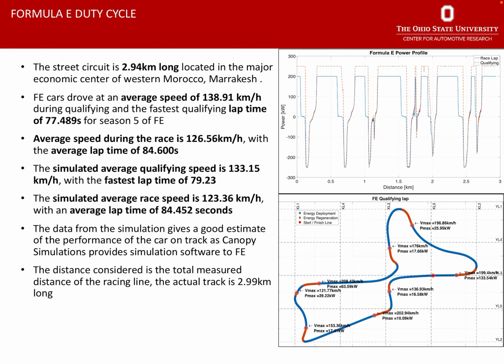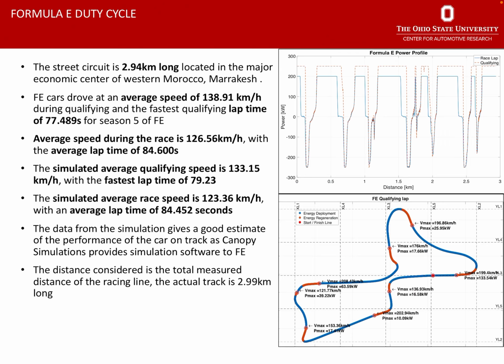The track is 2.94 kilometers long, with the maximum speed achieved during the simulation of 123.36 kilometers per hour and an average lap time of 84.452 seconds. Comparing these average speeds and average lap time to real life data from season 5, it can be seen that the simulation is a good representative of real life racing.